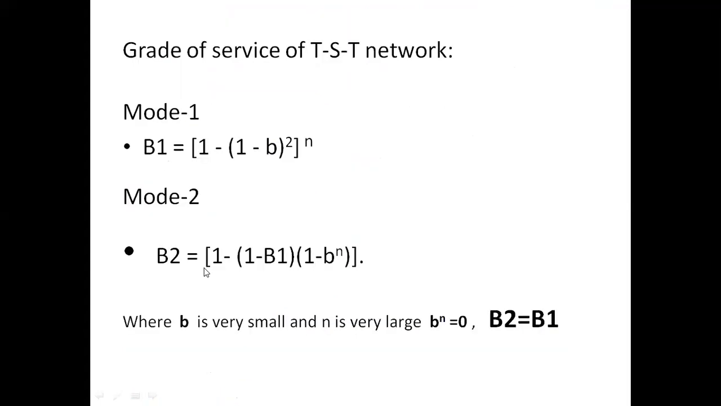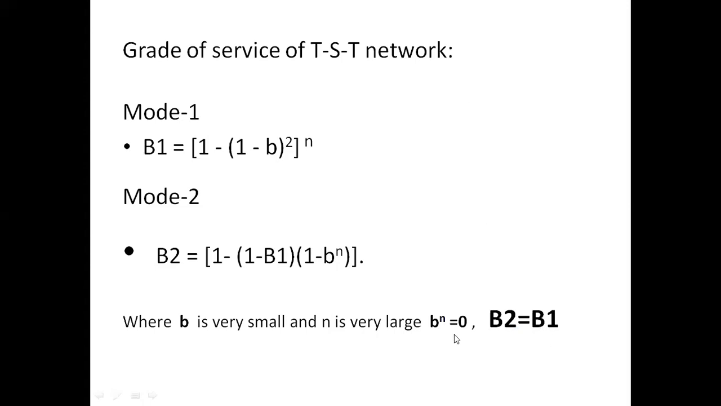Okay, this is another typical problem. Next we'll move on to the TST network. This is another architecture. B1 is given by (1 minus b) whole squared, whole to the power of n. For mode 2, it is given by (1 minus B1) times (1 minus b) to the power of small n. Even though this is the equation, in most cases for a TST system, the grade of service under mode 2 is equal to the grade of service under mode 1.